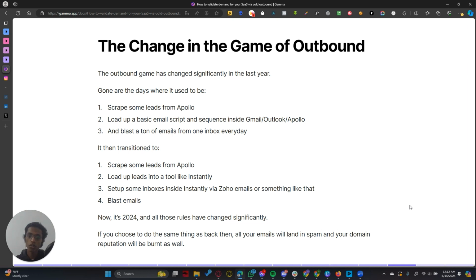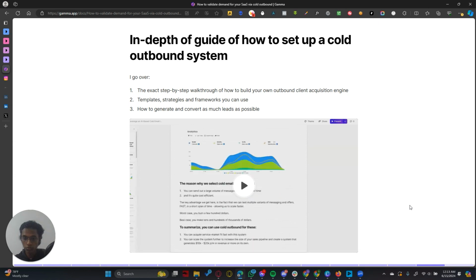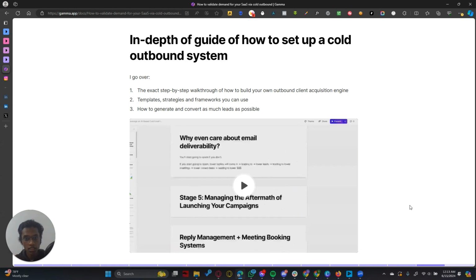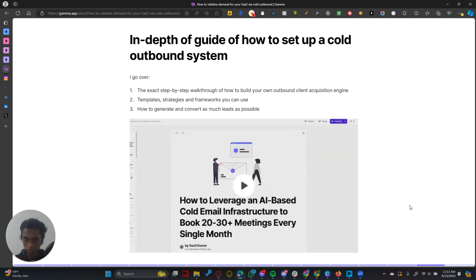It's 2024. All those rules have changed significantly. If you choose to do the same thing as back then, all of your emails will land in spam, your domain reputation will be burnt as well, and your campaign will fall flat, wasting a bunch of your time. So how do we exactly set up the system so that it works properly?